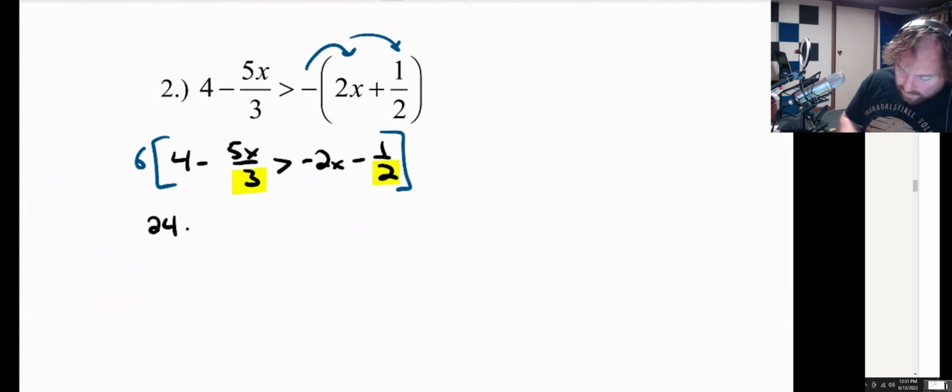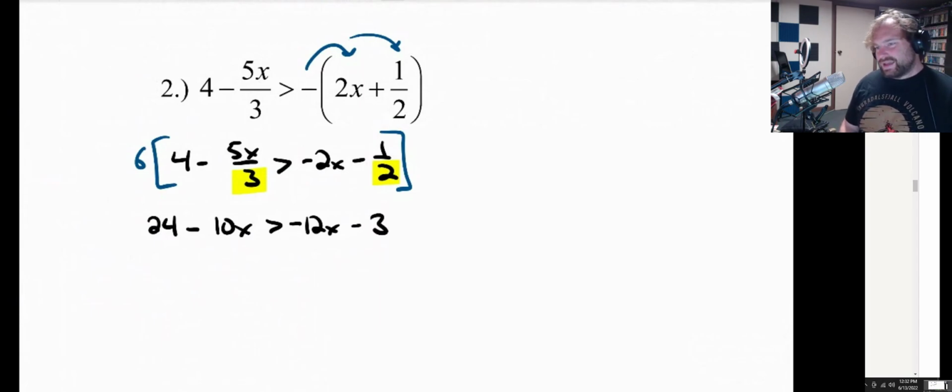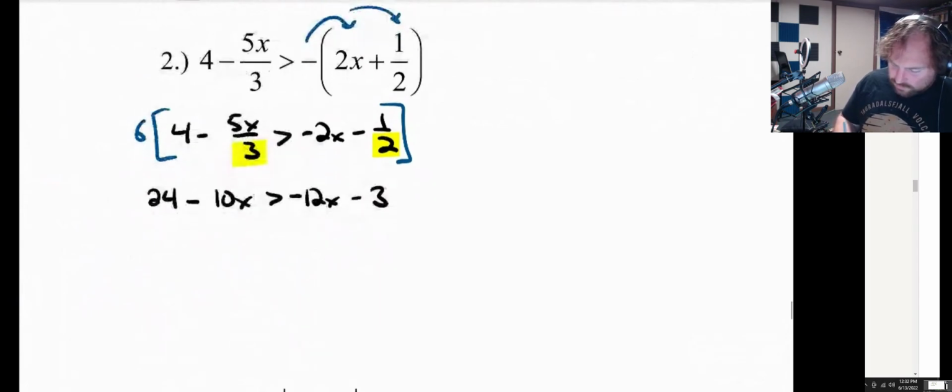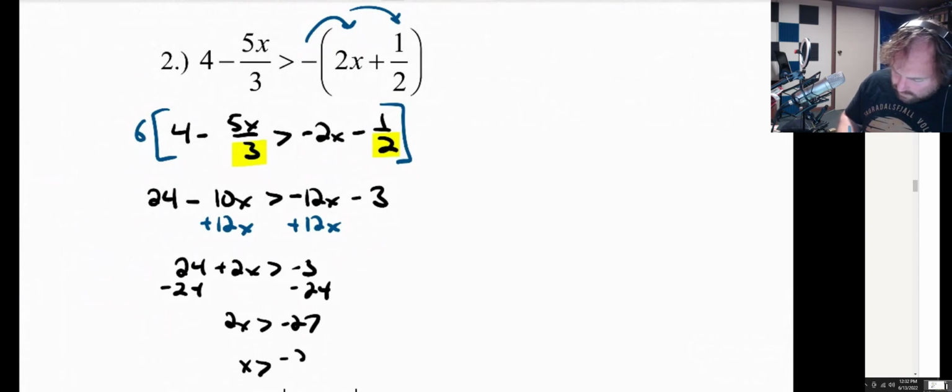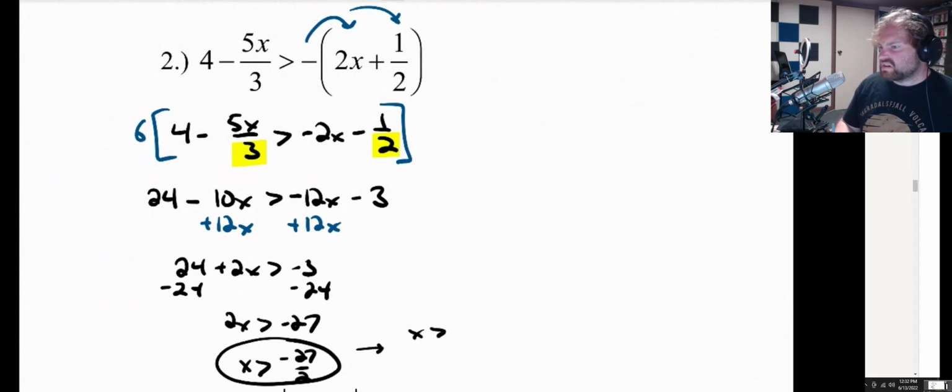You'll have 24 minus 6 divided by 3 is 2, and 2 times 5 is 10x, greater than negative 12x minus 3, like that. And now this problem's a lot easier to deal with. It is to your interest to keep your coefficients positive, especially in these kind of problems. So I'm going to add that 12x over and get 24 plus 2x greater than negative 3. Subtract the 24 over. Get 2x is greater than negative 27, and x is greater than whatever negative 27 over 2 is. I like this as an answer, but that's going to be 13.5.